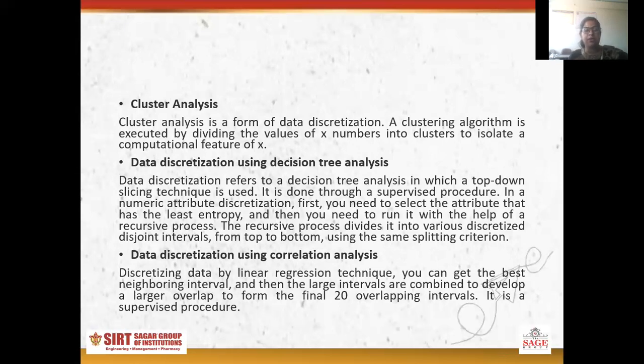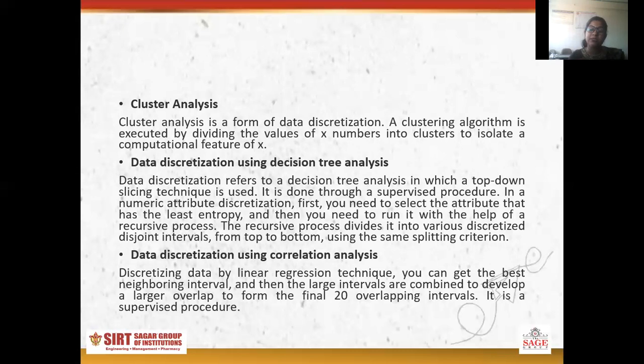Then data discretization using decision tree analysis. Again here, we are discretizing the data with the help of decision tree analysis, in which a top-down slicing technique is used. This method is a supervised procedure, and here we just select the first attribute, which has the least entropy. And then we continuously apply the recursive process. The recursive process divides it into various discretized disjoint intervals from top to bottom using the same splitting criteria.